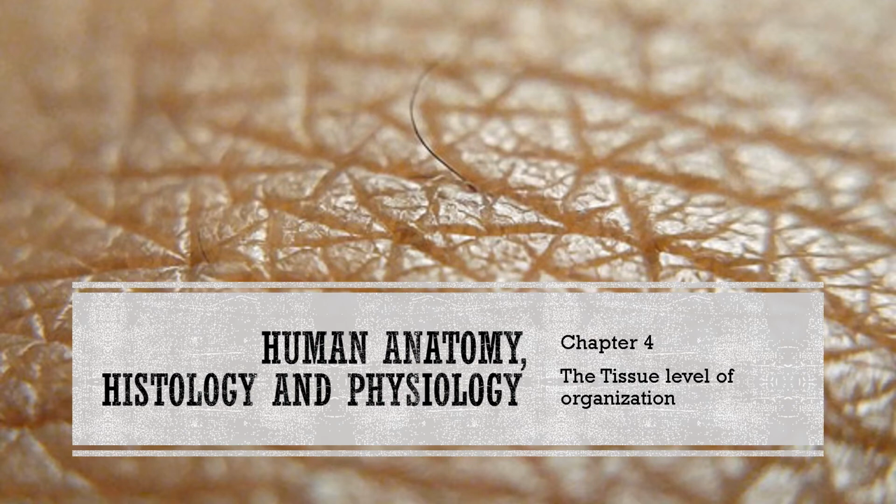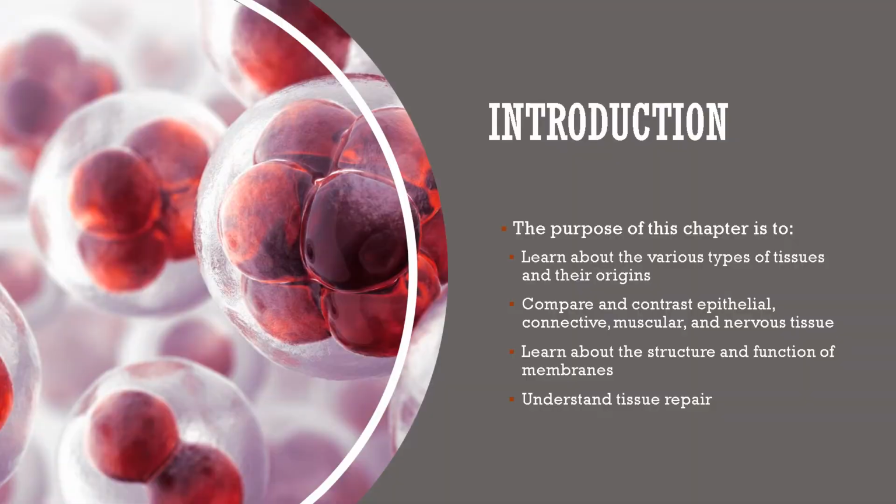This is chapter 4, and we're going to be looking at the tissue level of organization. So in this chapter, we're going to be looking at the various different types of tissues. We're going to be specifically looking at epithelial, connective, muscular, and nervous tissue. We're also going to look at the structure and function of membranes, and then look a little bit into tissue repair.